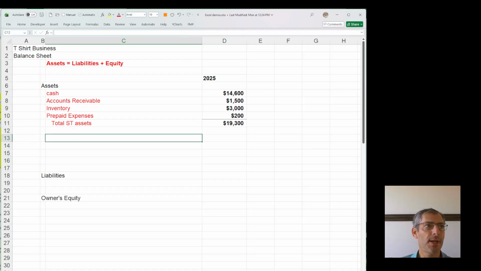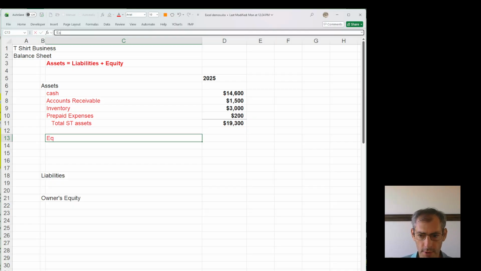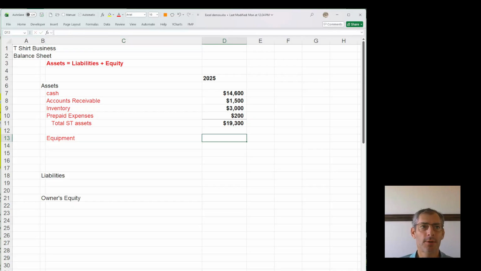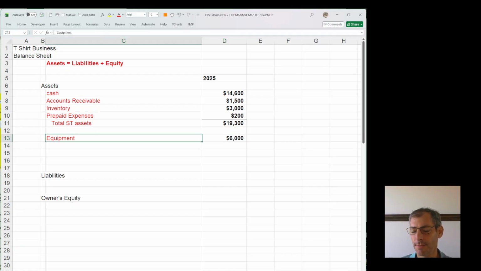Now I'm making a little more space here because there's another thing called long-term assets. So an example of a long-term asset might be an equipment or computer. So for example, let's just say we have a heat press machine that we bought for $6,000. Okay, that $6,000 has value.